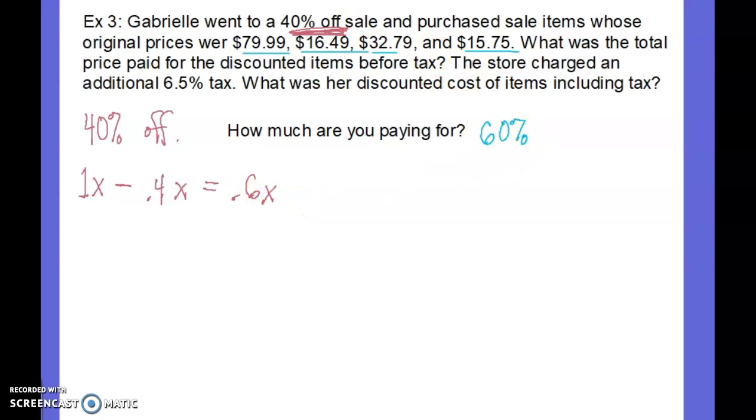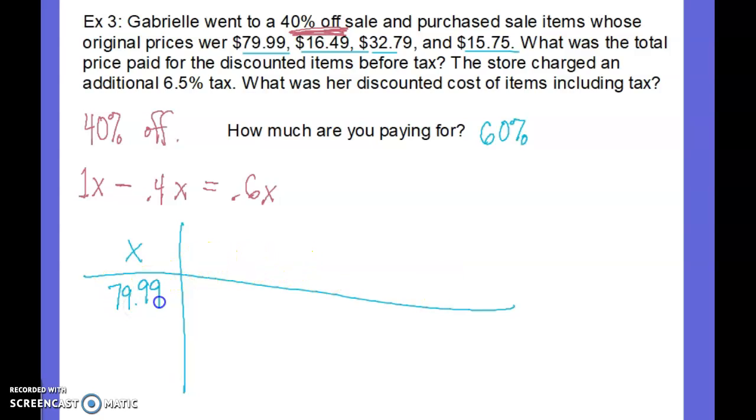So it actually makes more sense if you make a table. I'm going to make it this way because I want to go left to right. So you have the original price, then you're going to do 60% off. So I'm saving you a step by teaching you this strategy.